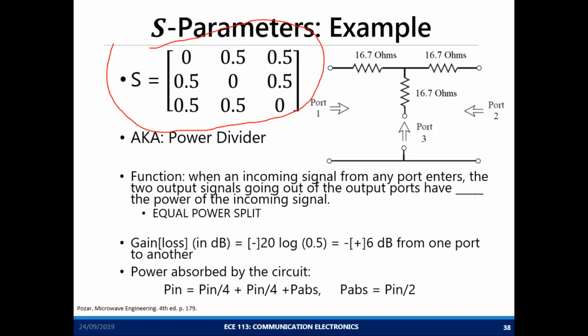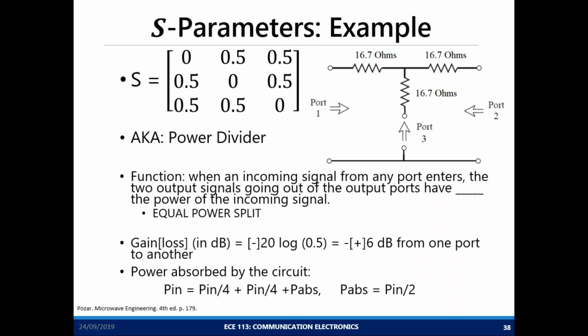If you have an input at port 1, it will be divided evenly to ports 2 and 3. So if you have an input here, it will be divided evenly to ports 2 and 3. Okay? So this is basically a power splitter, where you have equal power split into 2. You have your power here split into 2 right there.